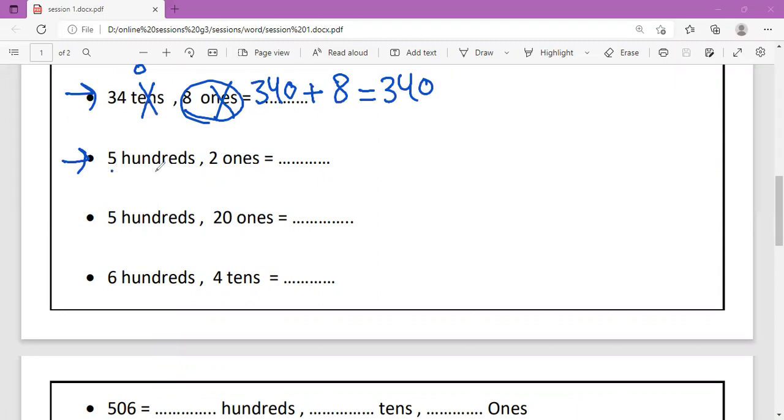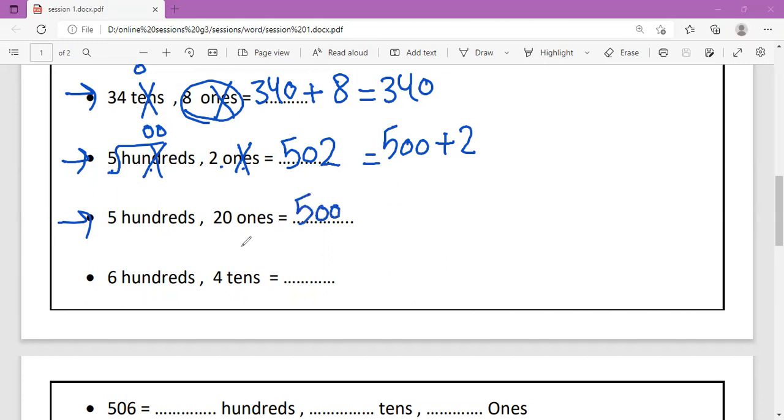This one here, 5 hundreds, 2 ones. So 5, you cancel hundreds and put two zeros, and for ones you don't put anything. So we have 502. Like 500 plus 2 will give you 502. That's right. Okay, what about this one? 500 and 2 tens. 500 plus 20 will give you what? 520. That's right. Just add the two parts.